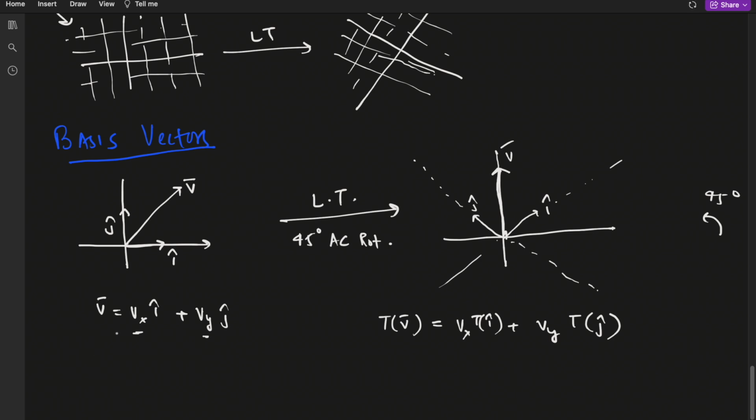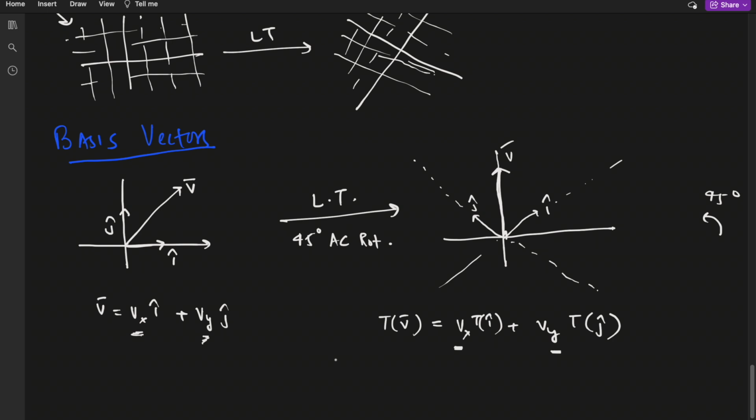Okay, so here v is a linear combination of i hat and j hat. Here also transformed v is the same linear combination. You see vx and vy don't change. vx and vy remain the same. So it is the same linear combination, but not of i hat and j hat, but of the transformed i hat and j hat. All right. So there is something called basis tells everything.